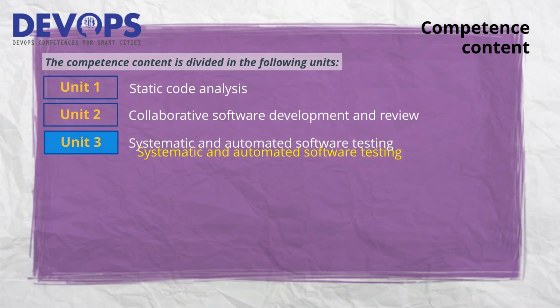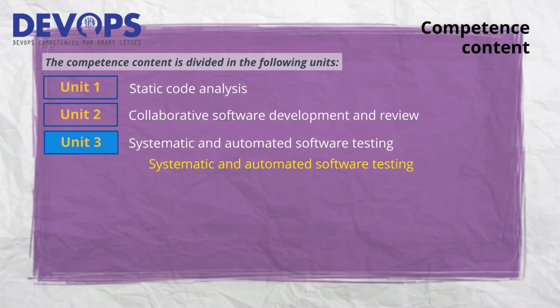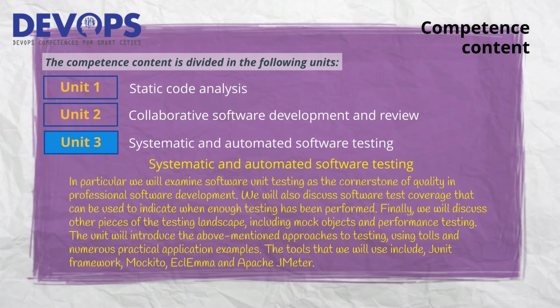This third unit discusses the various pieces that make up contemporary software testing in everyday software development practice. In particular, we will examine software unit testing as the cornerstone of quality in professional software development. We will also discuss software test coverage that can be used to indicate when enough testing has been performed. Finally, we will discuss other pieces of the testing landscape, including mock objects and performance testing. The unit will introduce the above-mentioned approaches to testing, using tools and numerous practical application examples. The tools that we will use include the JUnit Framework, Mockito, EclEmma and Apache JMeter.